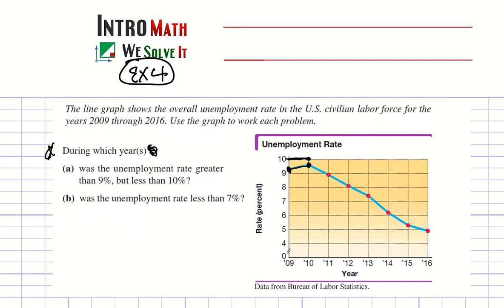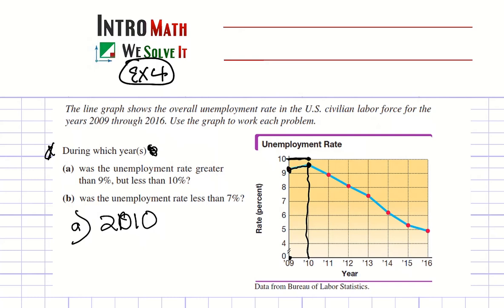You see it, right? That year is 2010. So for A, the year is 2010, okay? That's for A. Because from 2009 it went up to 2010, and then after that it started decreasing. You see it right there, right?